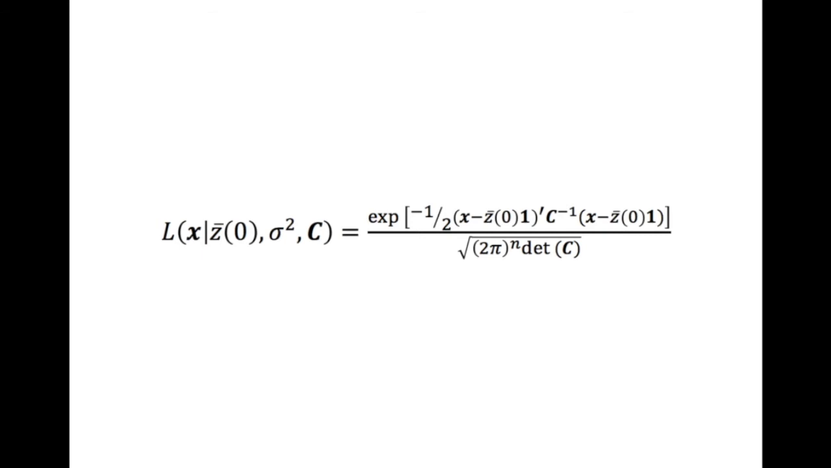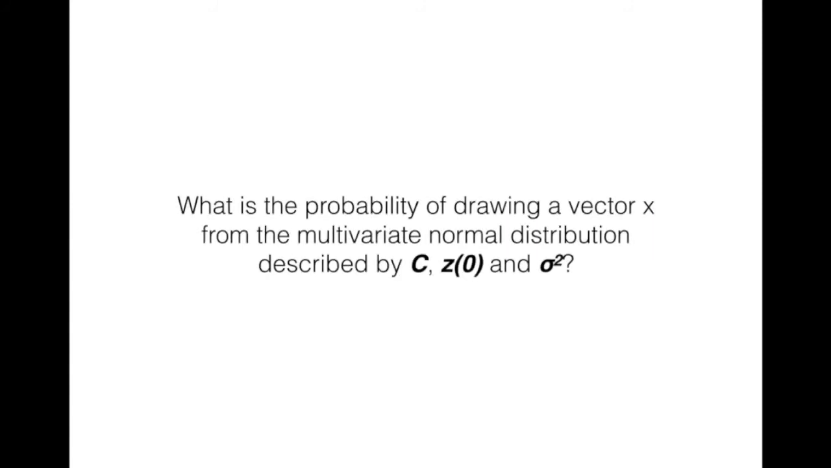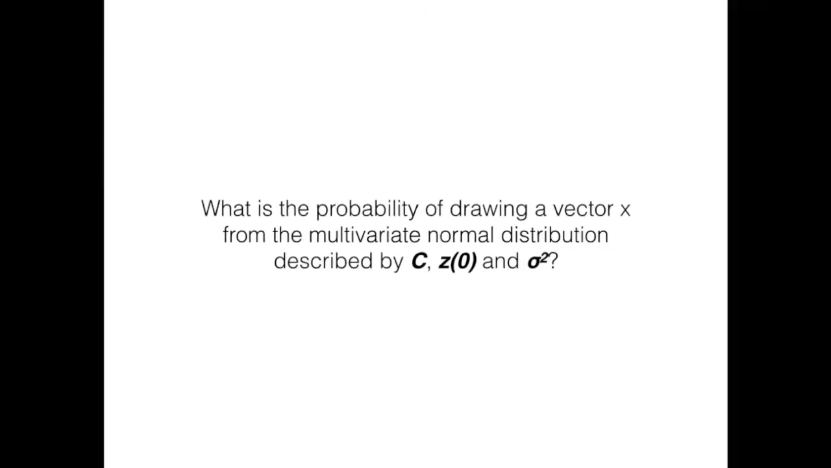And that's a complicated equation from matrix algebra. It looks complicated, but actually all that equation is saying is that the likelihood of x, given our model, is the probability of drawing a vector x from a multivariate normal distribution that's described by C, the variance-covariance matrix, multiplied by sigma squared, the rate parameter, and a mean vector described by z bar 0.